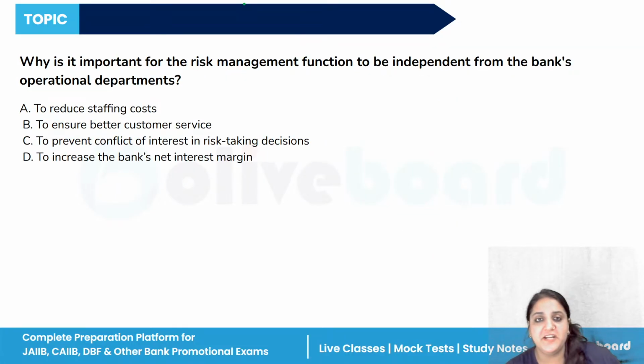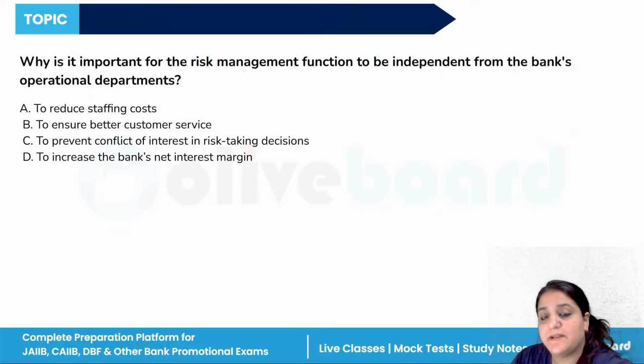Why is it important for the risk management function to be independent from the bank's operational departments?